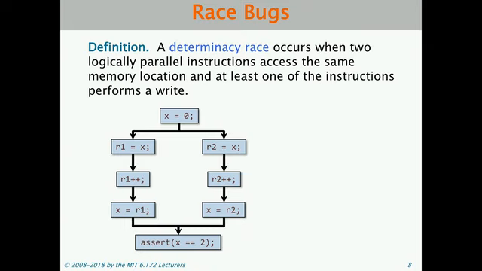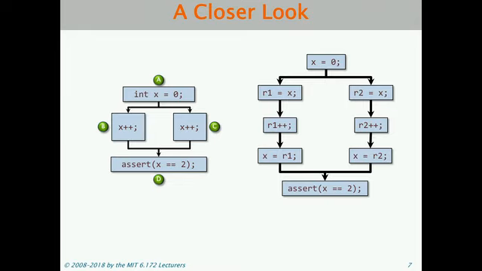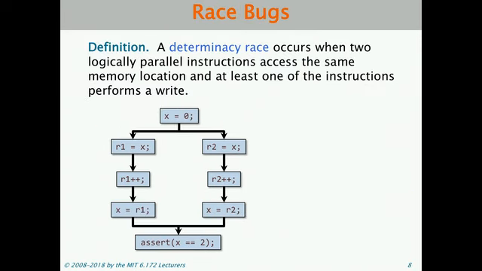Here we have a race because both of these stores, x equal to R1 and x equal to R2, are writing to the same memory location. So let's look at one possible execution of this computation graph, and we're going to keep track of the values of x, R1, and R2. The first instruction we execute is x equal to 0. So we just set x equal to 0, and everything's good so far.